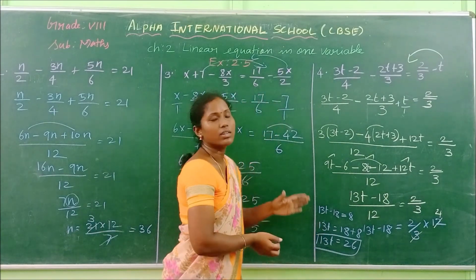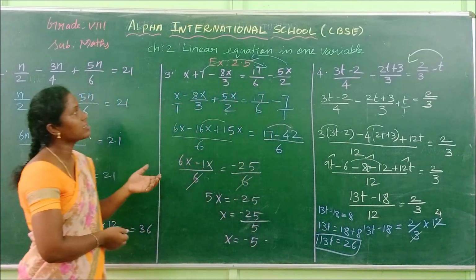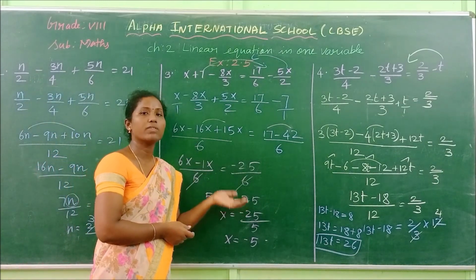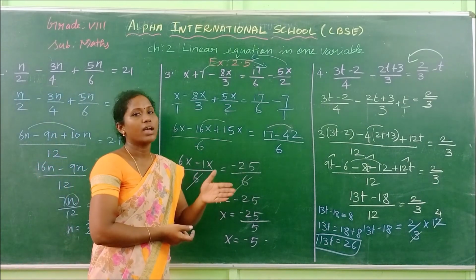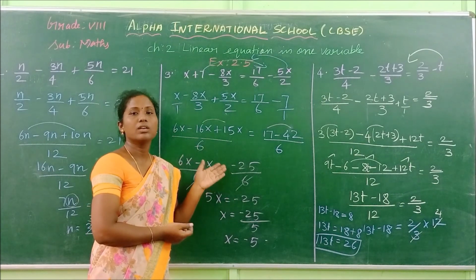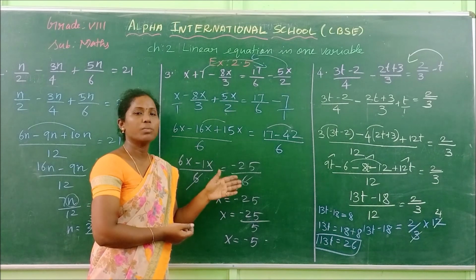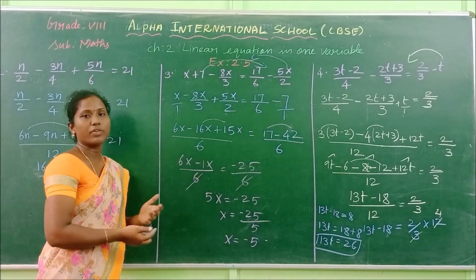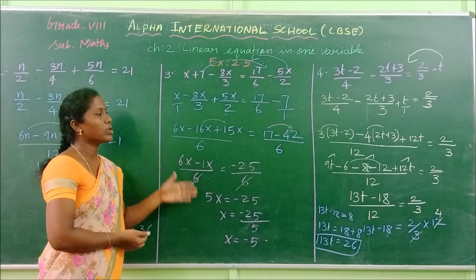Okay children. Now we have completed our exercise 2.4. Word problem. Okay. So word problems are given. We have formed the linear equation and we solved the problem. In exercise 2.5, the linear equation in one variable, they have given the variable on both the sides of the equation with some different method. Okay, and we solve the problem.